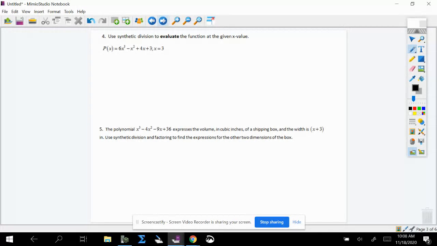Next one wants you to use synthetic division to evaluate. So this was the remainder theorem. We'll talk about what this means. This is the one where you had to find the remainder, and that gave you the value of the function. So you're going to set up the synthetic division: 6, negative 1, 4, and 3. And we want to evaluate it at 3, or in other words, find the remainder at 3.